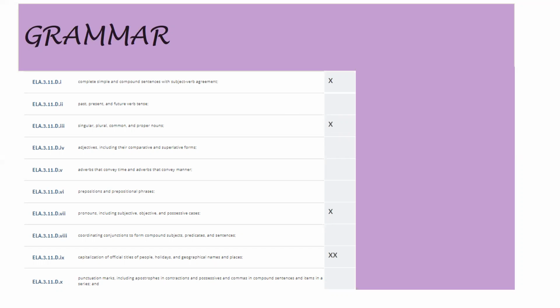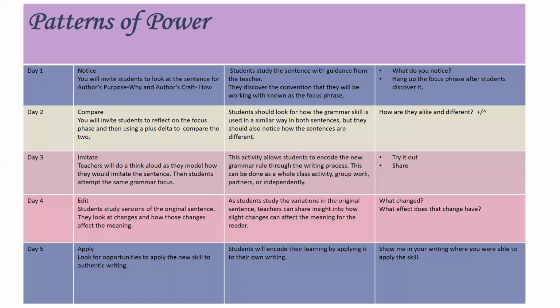So on patterns of power, we want to make sure that we're spending our 5 days appropriately on our piece. So we know that it's a 10-minute lesson. So on day 1 is your notice day. You'll invite your students to look at the sentence for author's purpose, the why, and the author's craft, the how. We're going to have the students study the sentence with guidance from the teacher. And they discover the convention that they will be working with, and it is known as the focus phrase.